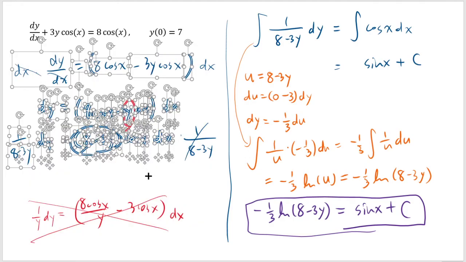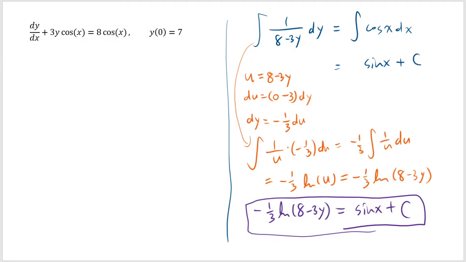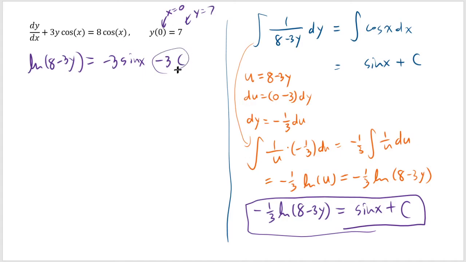Let's get rid of this side. Okay. So this means when x is 0, y is 7. Actually, let's first solve for y, and then let's worry about this later. Okay. So the goal is to isolate y, so I need to get rid of this negative 1/3. I multiply by negative 3. So it's ln of 8 minus 3y equals negative 3 sine x, and then negative 3c, but we renamed this as plus c. And it's just some arbitrary number, so you can do that.